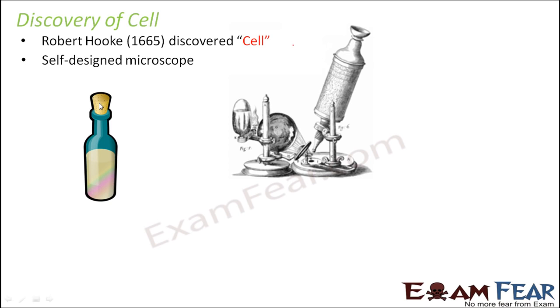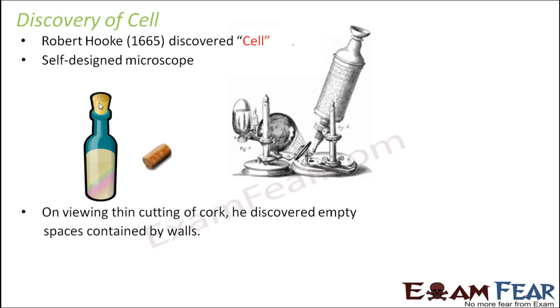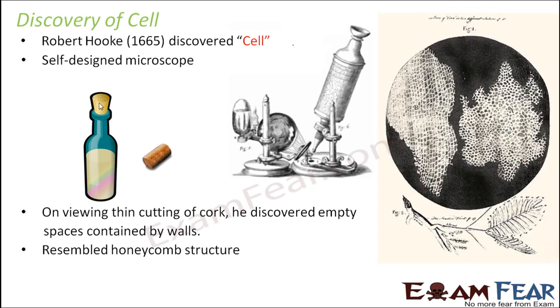So out of his own interest, he observed a variety of objects, and this cork was one of them. So what did he observe with his microscope? He observed honeycomb-like structures like this. This is what he observed. Now this picture is actually taken from the book written by Robert Hooke named Micrographia. So there he had put these pictures. If you look at it, how does it look? It resembles the honeycomb, right?